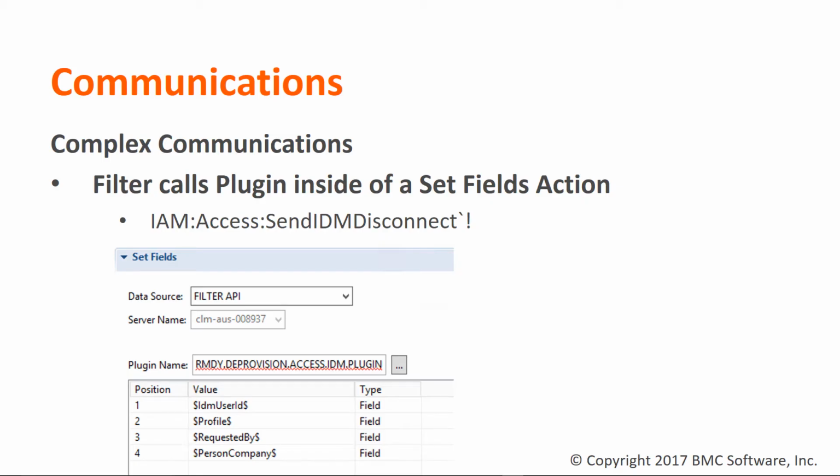Here's an example of a filter API call. This isn't necessarily complex. It might look kind of complex, but this is how a filter API is generally called. So here's a filter action that does a set fields to a filter API. And you can see you provide the plugin name, and then a call is going to be made to that plugin, and it's going to return some data, and that data is mapped back to individual fields. So that's how a filter API works.